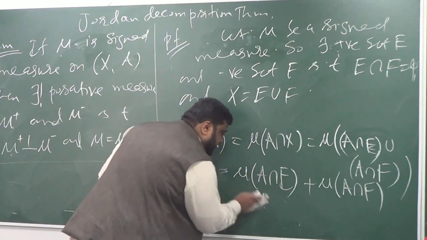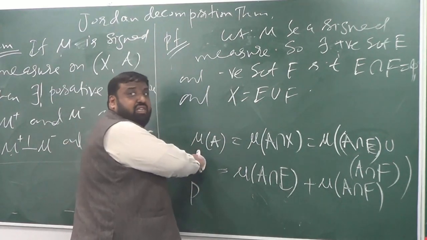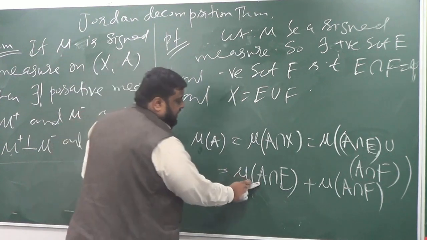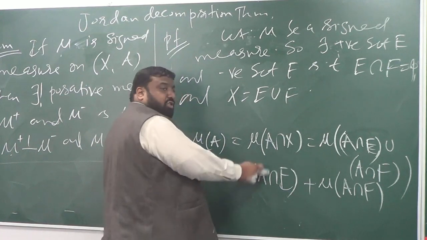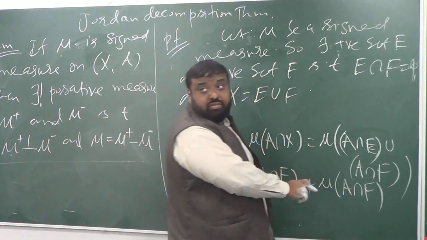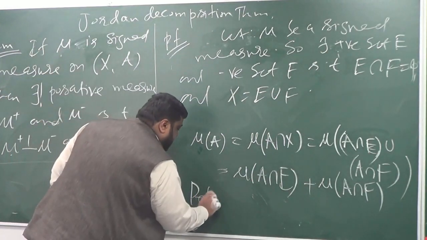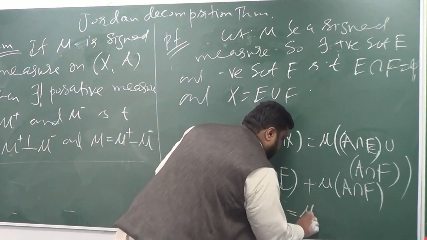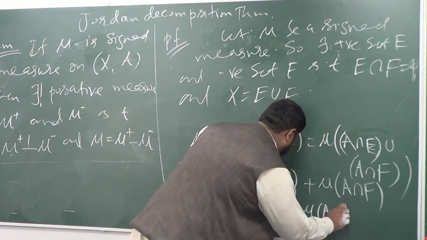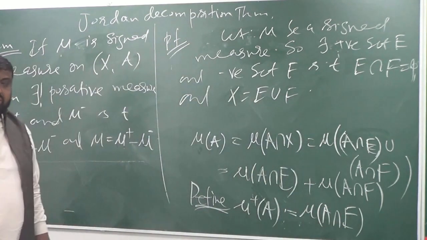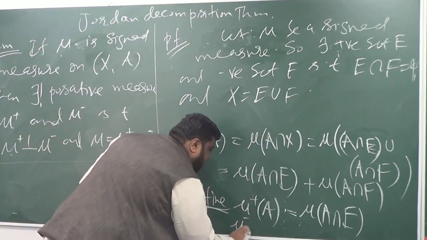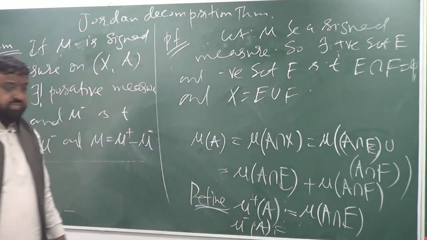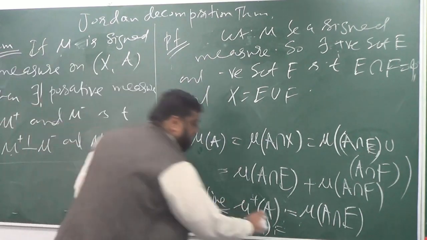Now, since the measure of a set can be broken down into the measure of the positive part of it plus the measure of the negative part of it, let me define mu plus of A as the positive part, mu of A intersection E. And let me define mu minus of A as, have a guess, minus mu of A intersection F.